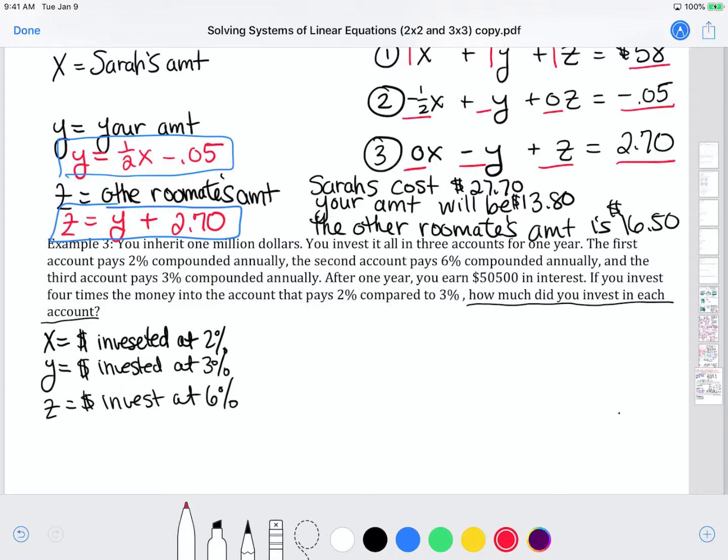Okay, so it says you inherit $1 million. So I know the total that's split up between all those accounts is $1 million. And it says you invest it in all 3 accounts. So that means if I add up all of those accounts, it should be $1 million. So that will be our first equation. X plus Y plus Z is going to be $1 million.